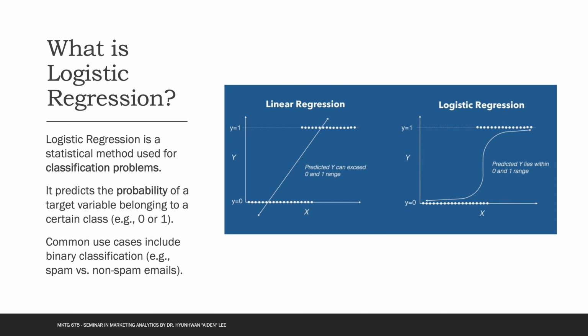Here, we start with a simple definition of logistic regression. Logistic regression is a statistical method for classification, where the outcome is a category such as 0 or 1, yes or no, churn or stay. Instead of predicting a raw number, it predicts the probability that a case belongs to the class labeled 1. On the right, you can see the difference from linear regression. A straight line can go below 0 or above 1, while logistic regression uses an S-shaped curve so that all predicted values stay between 0 and 1 and can be interpreted as probabilities.